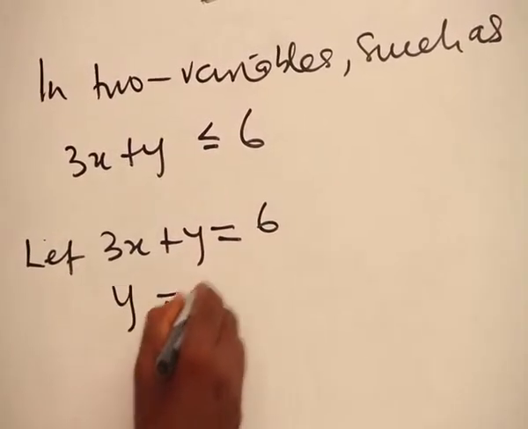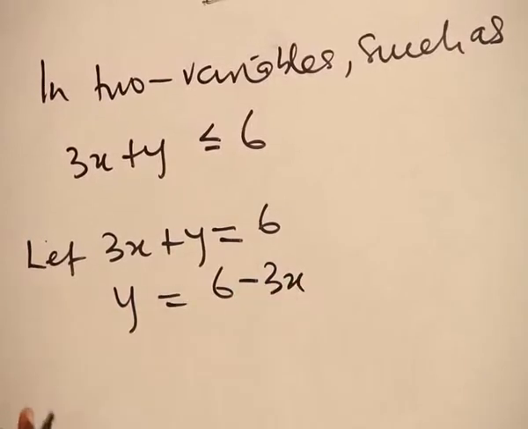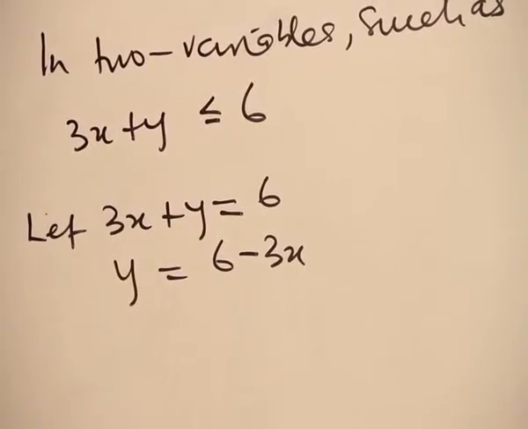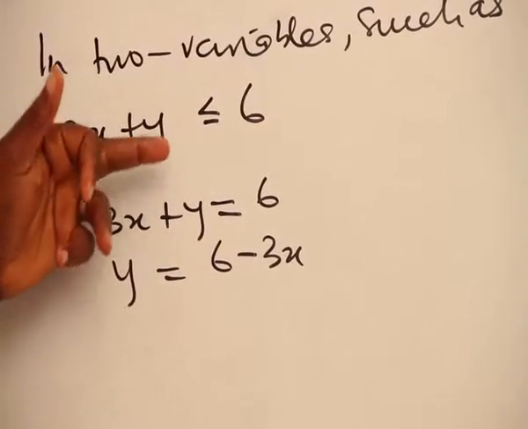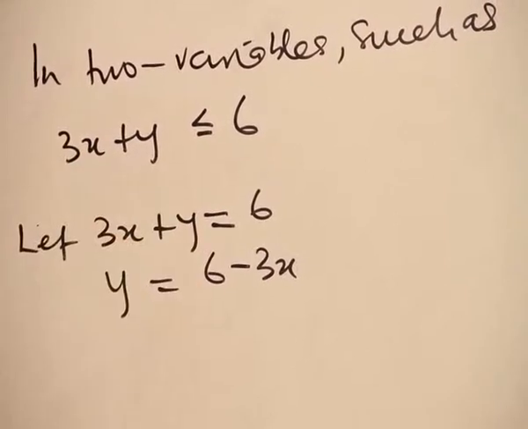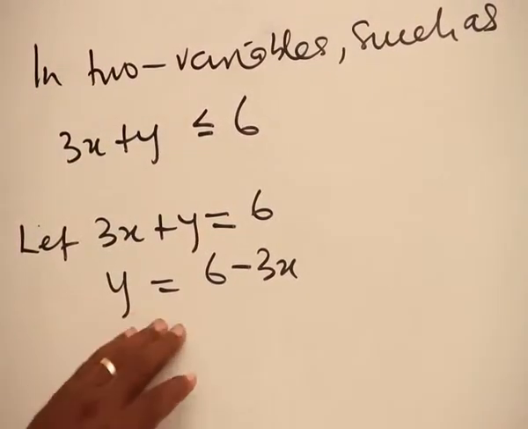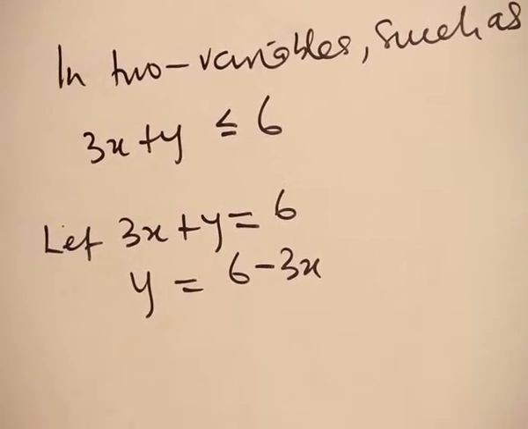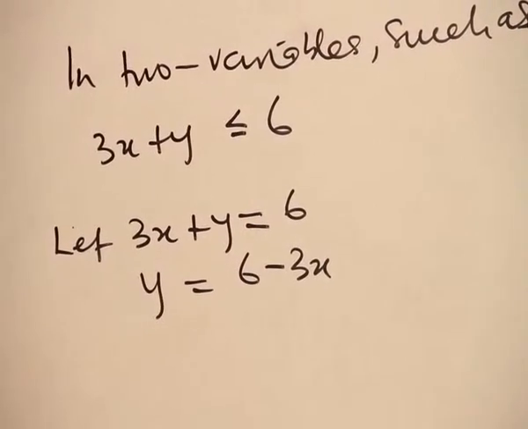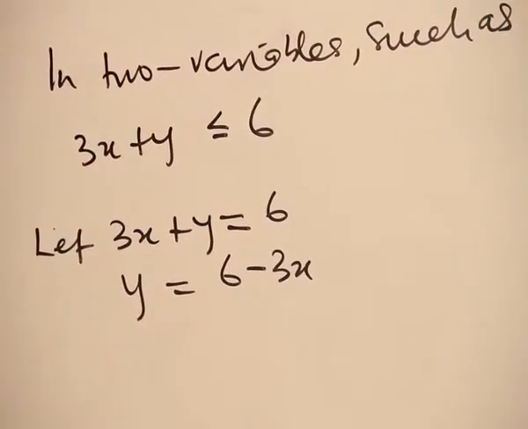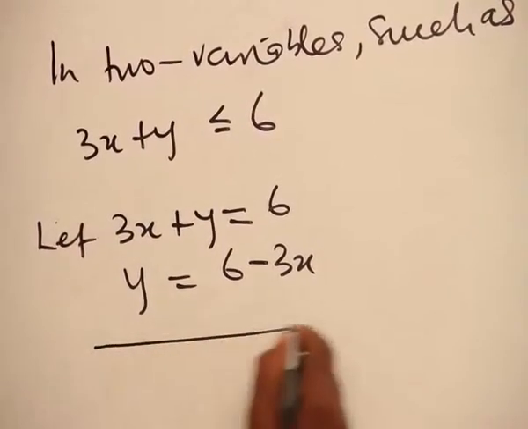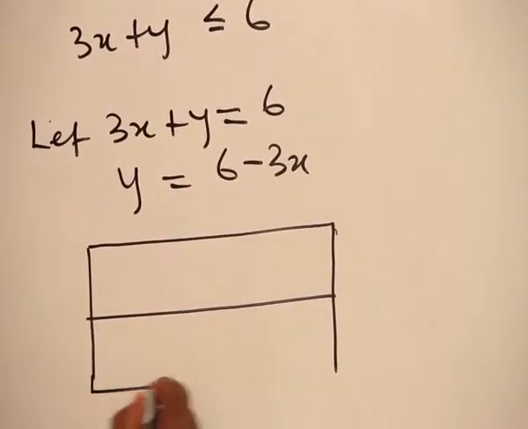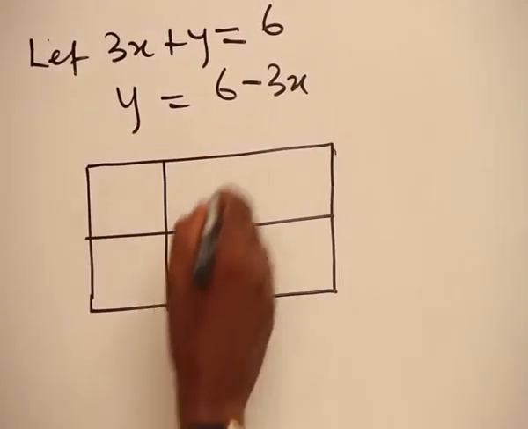Then our y is equal to 6 minus 3x. This is the first step, making y the subject of the equation, when you have replaced your inequality symbol with equality. So y now is equal to 6 minus 3x. Then we are going to choose values for x and for y. In most cases, you simply make a table if you wish to, but with constant practice, you do not need to draw up a table before you get the values.